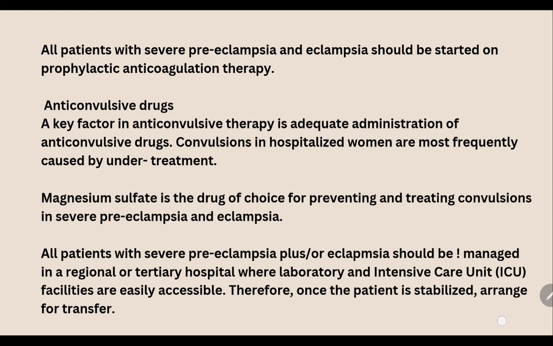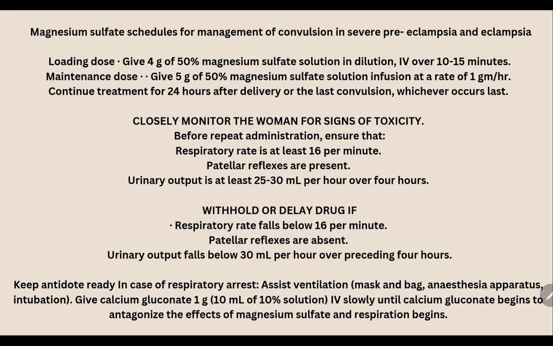All patients with severe preeclampsia plus eclampsia should be managed in a regional tertiary hospital only. Intensive care should be given to the patient. So how will you administer magnesium sulfate? The magnesium sulfate schedule for managing the convulsion in preeclampsia and eclampsia is, loading dose: you are giving 4 gram of 50% magnesium sulfate solution in dilution IV over 10 to 15 minutes.